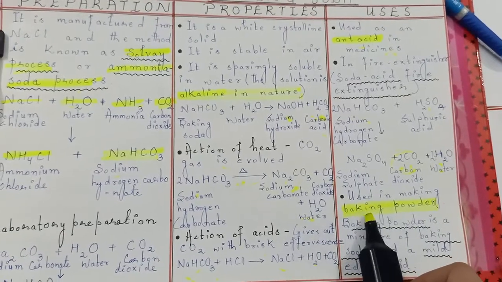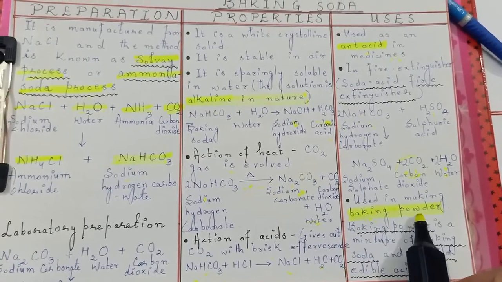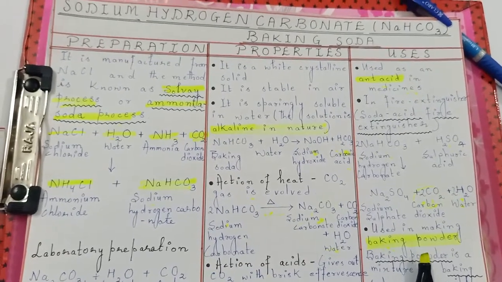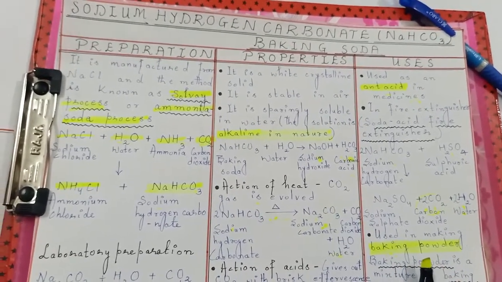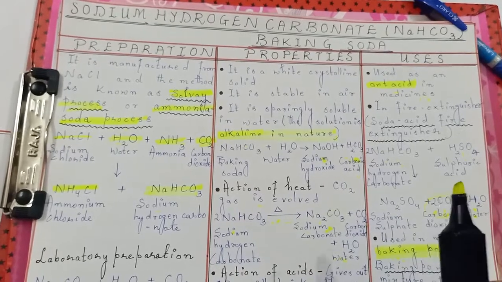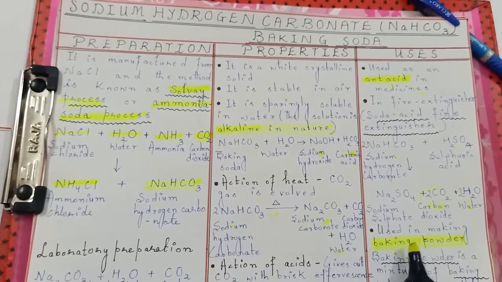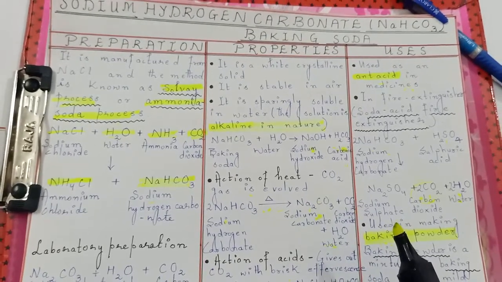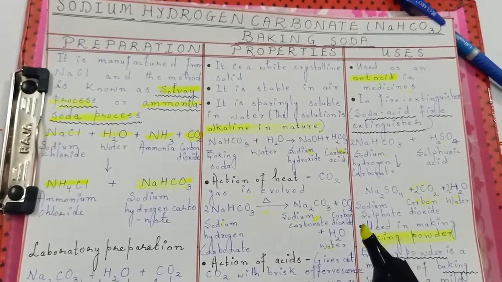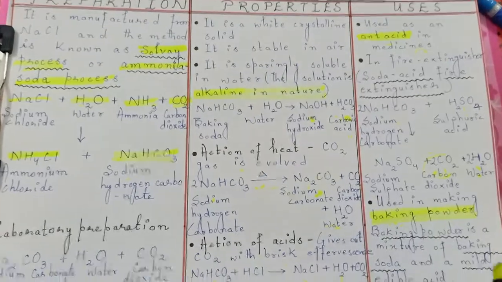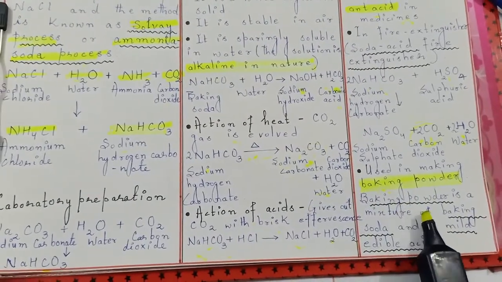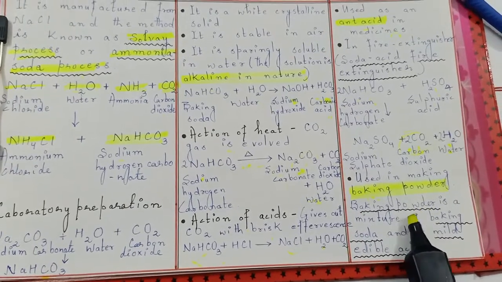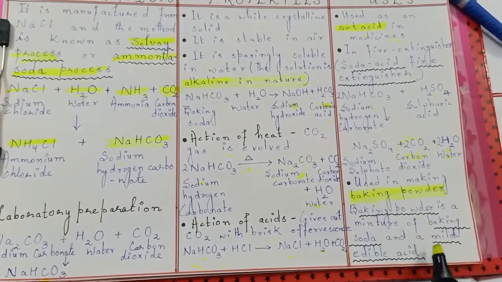Next, it is used in making baking powder. Now baking soda is different from baking powder. How is it different? Baking soda is simply a compound, which is sodium hydrogen carbonate, and baking powder is a mixture of baking soda along with a mild edible acid. So you can see I have written that baking powder is a mixture of baking soda and a mild edible acid.